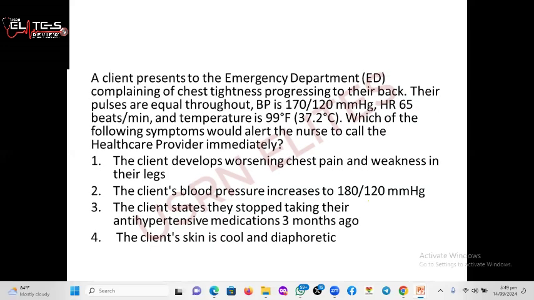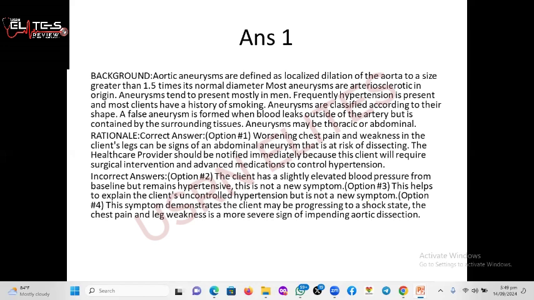You know why the 2 is wrong? If you look at the blood pressure, the client came with 170 over 120. It's only the systolic that has gone up, just by 10. Just a slight change, so that is not something you need to rush and inform her about. The diastolic is even the same. But when you look at the assessment, it is the worsening chest pain that could tell you the aneurysm is probably rupturing. So the answer is 1.